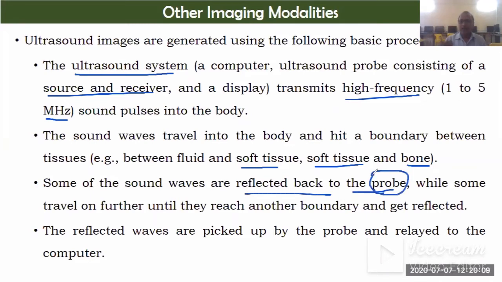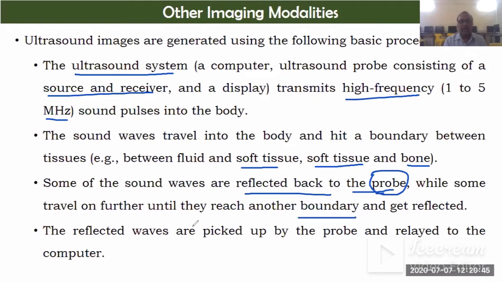Generally, take an example: you must have heard of sonography, which is used in many places, in the medical field. So sonography is used for this purpose, and that is ultrasonic sound. That technique is used in sonography. The sound wave will be reflected back to the probe, and this probe works as a sender or receiver. That means the probe sends the signal and is also used to receive the signal, while some signals travel further until another boundary or another object.